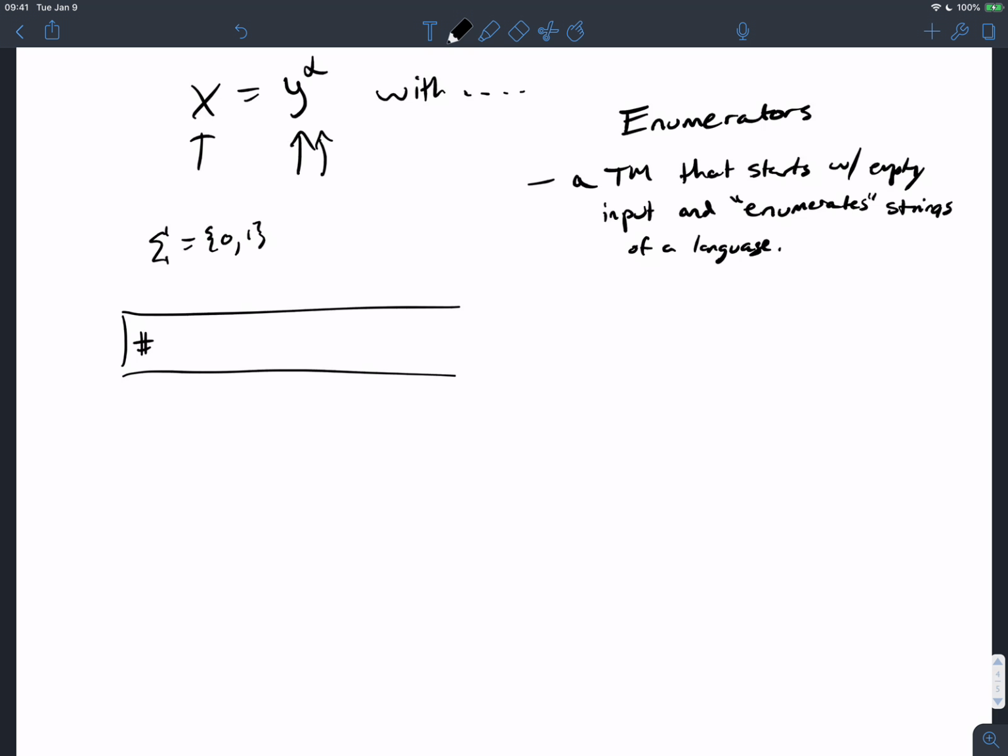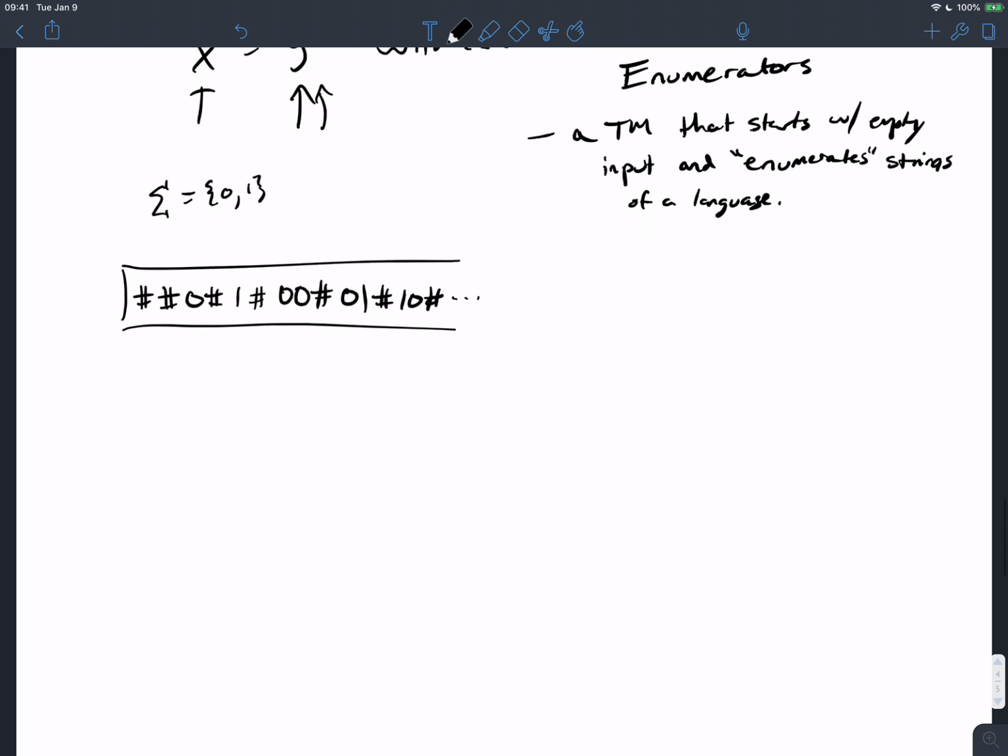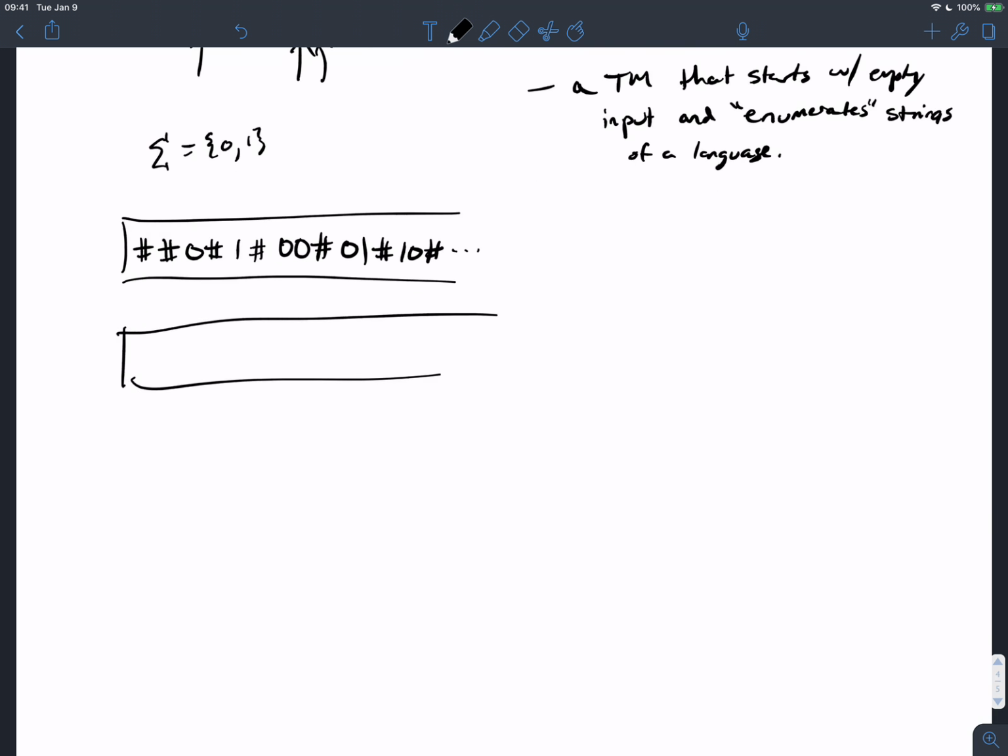So we start off with the empty string. I'm using pound sign here as a delimiter. So we list the empty string, so nothing there, then 0, then 1, then 00, then 01, then 10, and then we can carry on from there. So here, this machine definitely does not halt in a finite amount of time. But what we don't want from an enumerator is for it to just print some string over and over without ever getting to another string.